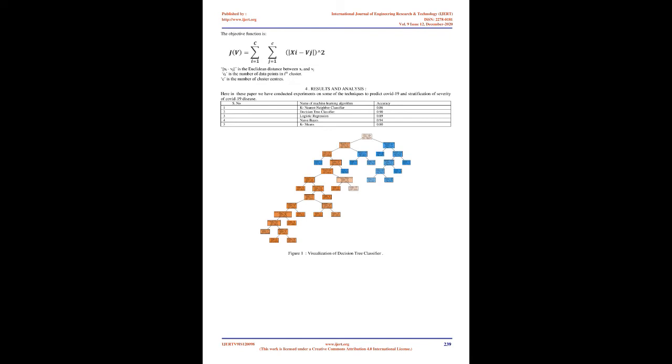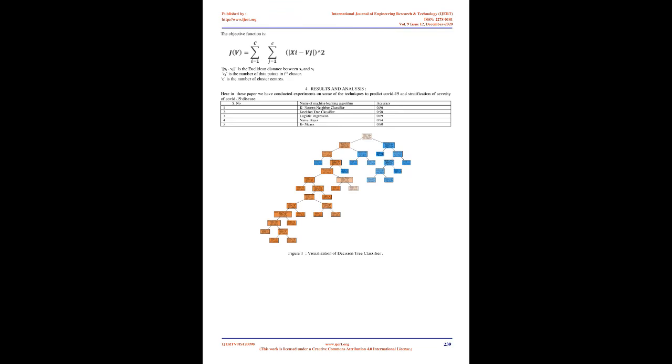3.2 Decision tree classifier. Decision tree is a machine learning model which can be used for both classification and regression problems. It is a tree-structured classifier, where internal nodes represent the features of a data set, branches represent the decision rules, and each leaf node represents the outcome. Decision nodes are used to make any decision and have many branches, whereas leaf nodes are the output of those decisions. The mathematical formulas of the decision tree classifier are given as follows. 1. Information gain equals entropy(S) minus weighted average times entropy(each feature). 2. Gini index equals 1 minus the sum of p_j squared.